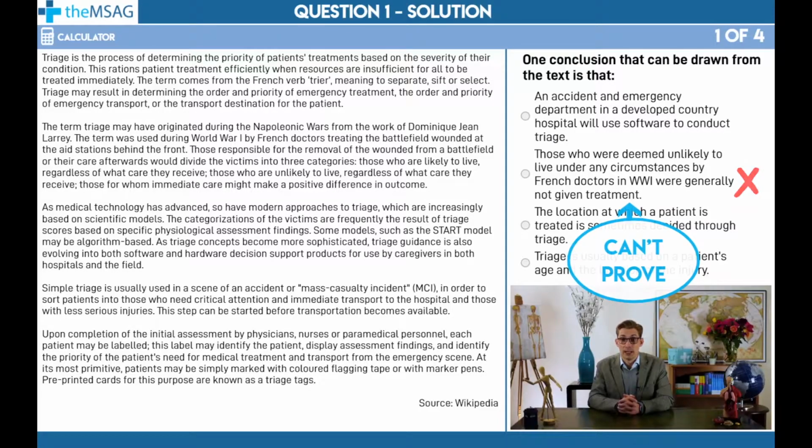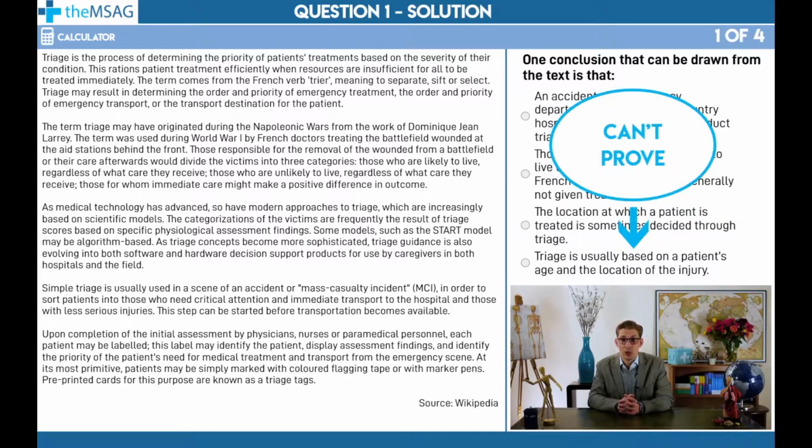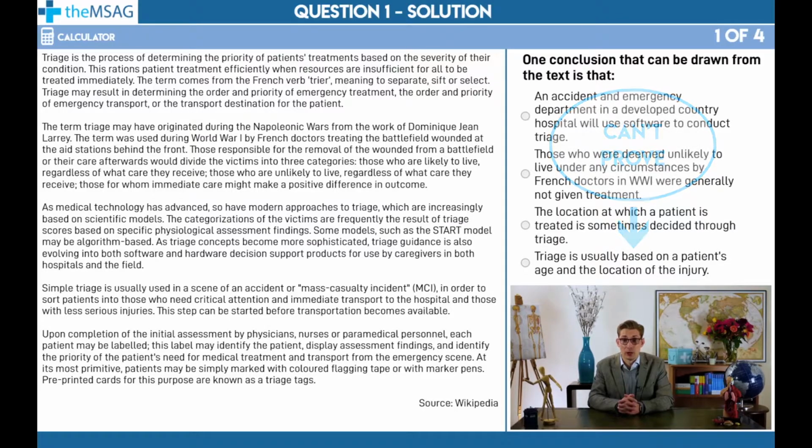Finally, option D states that triage is usually based on a patient's age and the location of the injury. Again, this is an assumption based on common sense, but it isn't proven by the text. We are never actually told that triage is based on the age of the patient or the location of the injury. Instead, triage is based on the severity of the patient's condition.